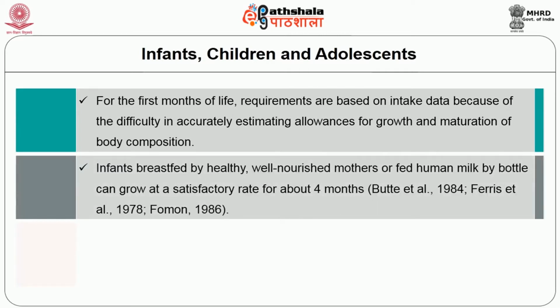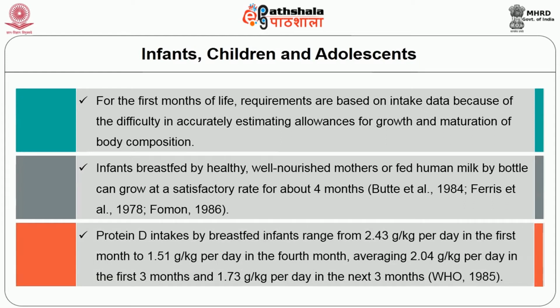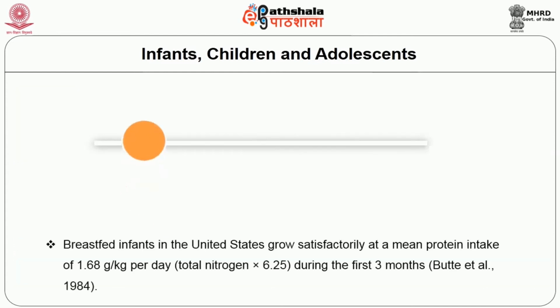Infants breastfed by healthy, well-nourished mothers or fed human milk by bottle can grow at a satisfactory rate for about 4 months. Protein intakes by breastfed infants range from 2.4 grams per kg per day in the first month to 1.5 grams per kg per day in the fourth month, averaging 2.04 grams per kg per day in the first 3 months and 1.73 grams per kg per day in the next 3 months, as per WHO 1985 statistics. Breastfed infants in the United States grow satisfactorily with a mean protein intake of 1.6 grams per kg per day during the first 3 months.